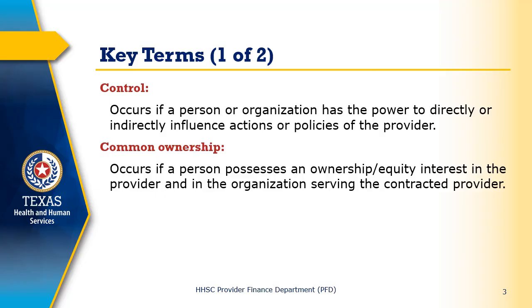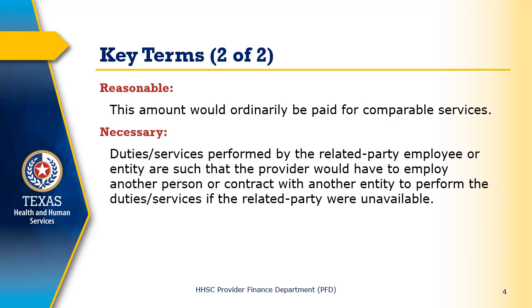This power can manifest through various means, such as ownership stakes, contractual agreements, or personal relationships that shape the provider's operational framework. The next term, common ownership, refers to a situation where a person holds an ownership or equity interest in both the provider and another organization that has contracted with the provider. Both control and common ownership are key factors in identifying related party relationships, as they can affect the neutrality of transactions. Let's continue with more key terms on related party transactions.